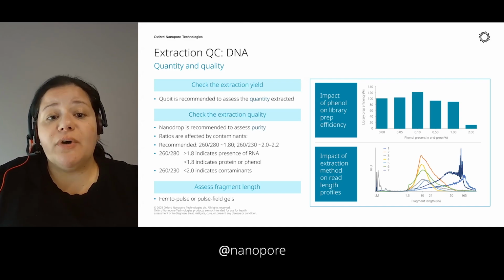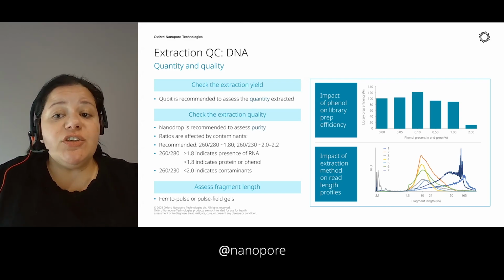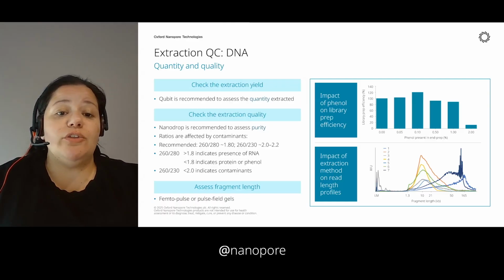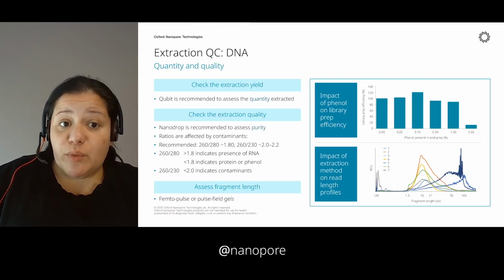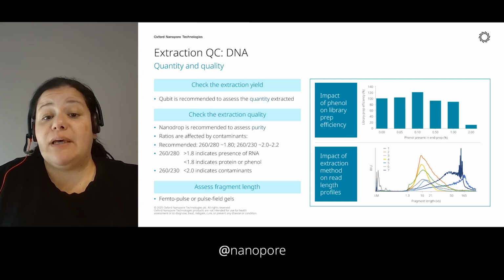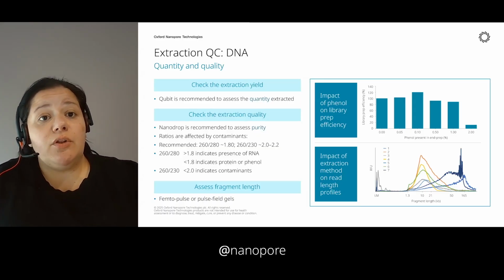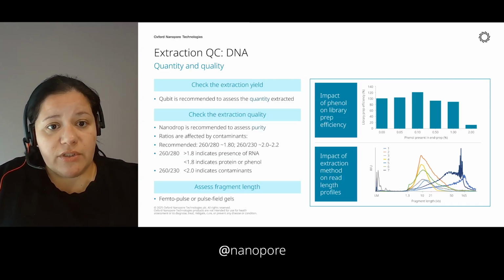So here on the top right, we have an example of the impact of phenol on library preparation. As you can see, the more phenol you have in your sample, the lower the library preparation efficiency will be. And we have assessed the impact of a variety of contaminants on both DNA and RNA. And this data is available in the documentation section of our website.